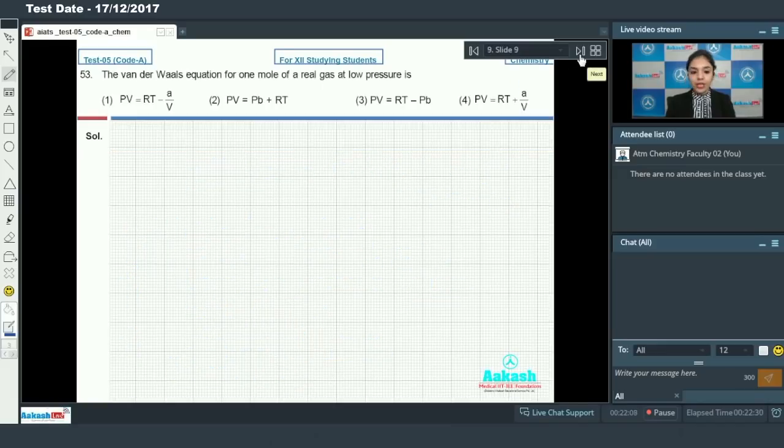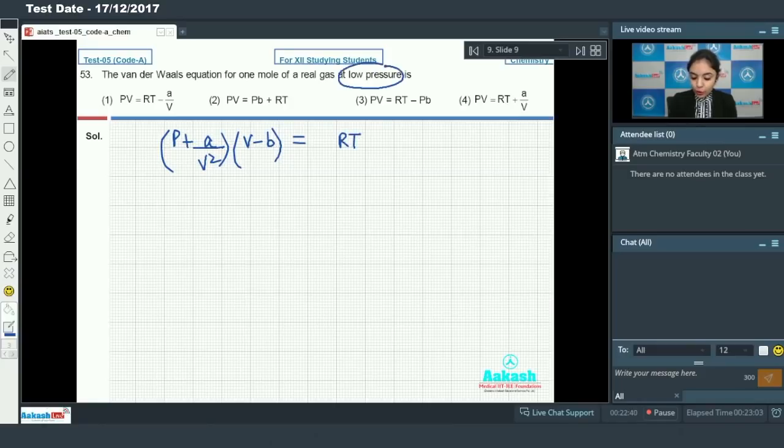So let's move on to the next one. We have question number 53, which says that the van der Waals equation for 1 mole of a real gas at low pressure is. So this is a very frequently asked question. First of all, write down the van der Waals equation for 1 mole of a real gas, so that you should remember, that is (P + a/V²)(V − b) = RT. And now you have to find out the equation at low pressure.